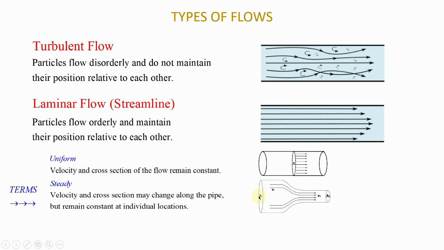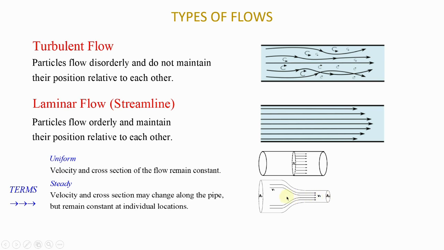Okay, where you have a big cross section, the velocity is lower. Where the cross section is smaller, the velocity will be higher. Okay, so this flow here is not uniform. Okay, but it is a steady flow.